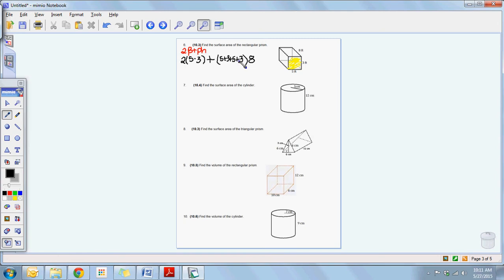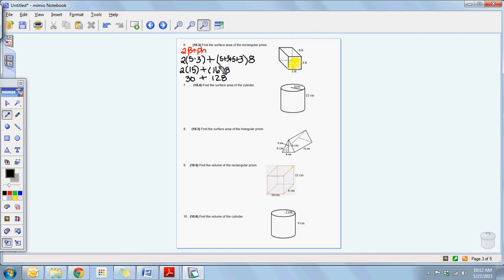Now it's your job to simplify. So I'm going to simplify everything that I can. So this would be 2 times 15 plus 5 plus 3 plus 5 plus 3 would give you 16. And then times 8. So 2 times 15 would give you 30. And then if you do 16 times 8, you would get 128.